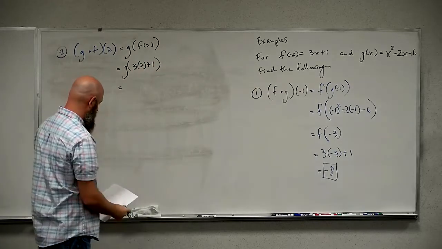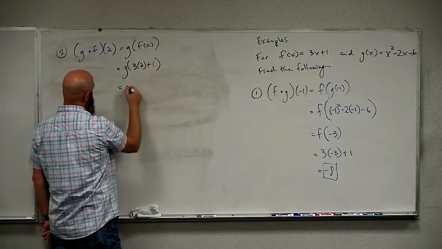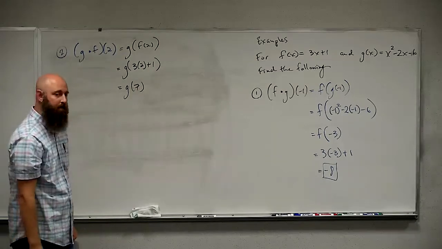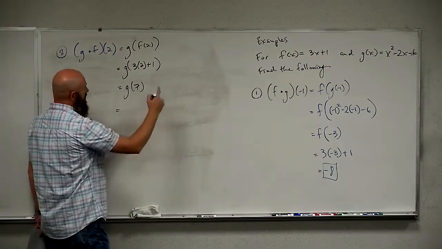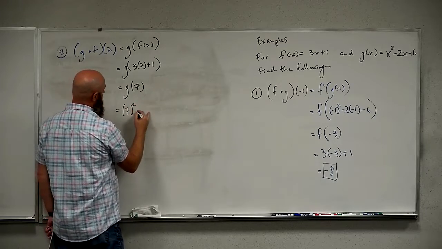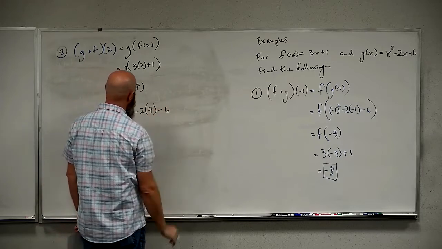Okay. And so 3 times 2 is 6, plus 1 is 7. So g of 7 now. So in g, we're going to plug in 7. So 7 squared minus 2 times 7 minus 6.